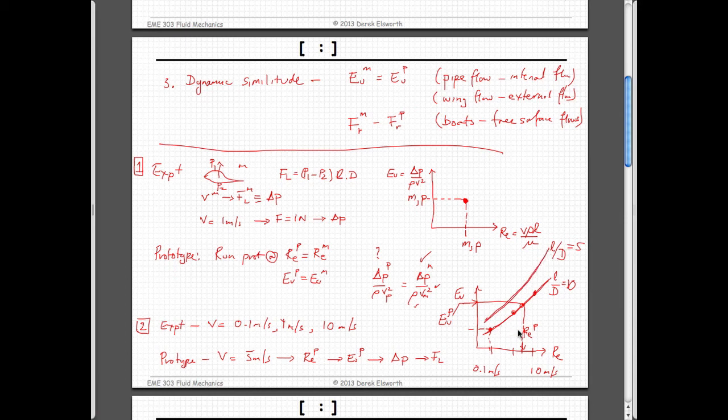If you had two variables, then you'd have just a single line. In other words, if you only had one geometry that you're dealing with, then you'd have a single line in Euler number and Reynolds number space. If you had a variety of different geometries, then you'd end up with a whole bunch of curves in this space as well. Depending on the number of variables you have, the results of your experiments and how you'd map them would change.